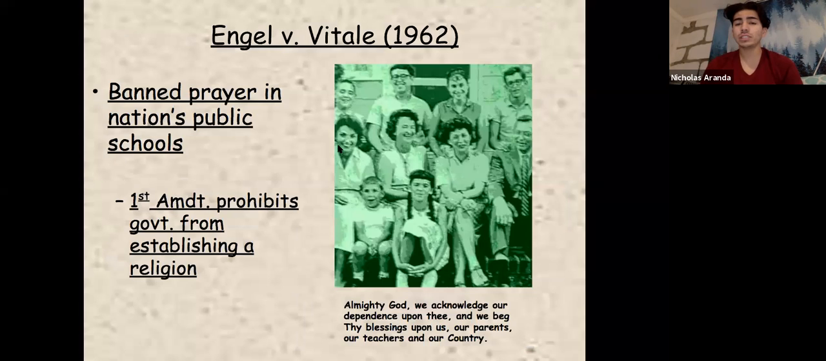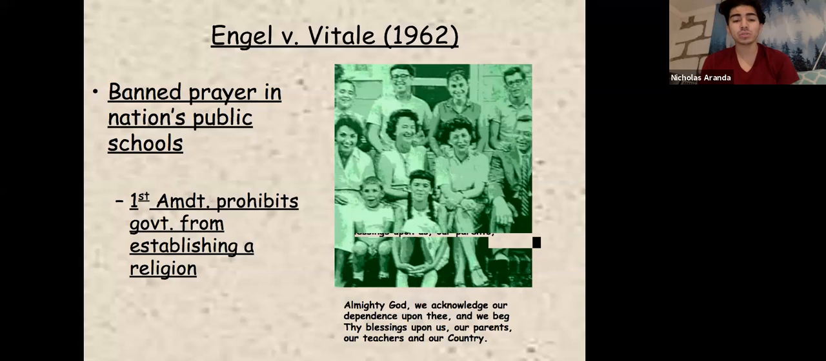Engel versus Vitale was a Supreme Court case from 1962, and it banned prayer in the nation's public schools. And it strengthened the First Amendment by arguing that the First Amendment prohibits the government from respecting an establishment of religion. It was one of those big court cases that a lot of individuals in the nation were actively following, and whose ruling at the time meant a ton for individuals.